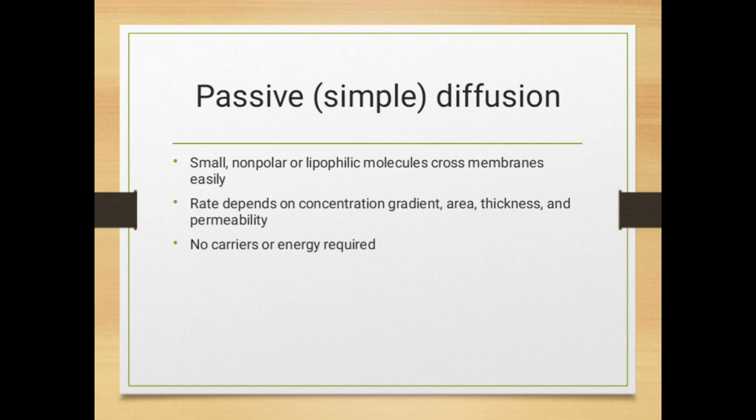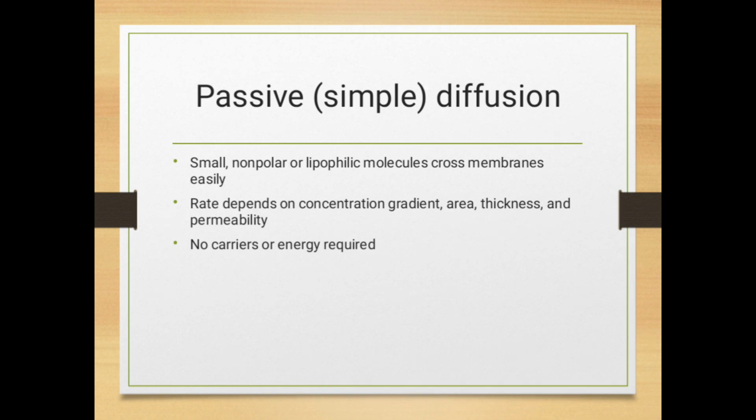Small nonpolar or lipophilic molecules cross the membrane easily. The rate depends on concentration gradient, area, thickness and permeability, and no carriers or energy are required, right? So here you do not require any energy as well as any carrier, right? Basically, passive diffusion is the net movement of material from an area of higher concentration to an area of lower concentration. The difference between high and low concentration is termed the concentration gradient. Diffusion will continue until this gradient has been eliminated, right?